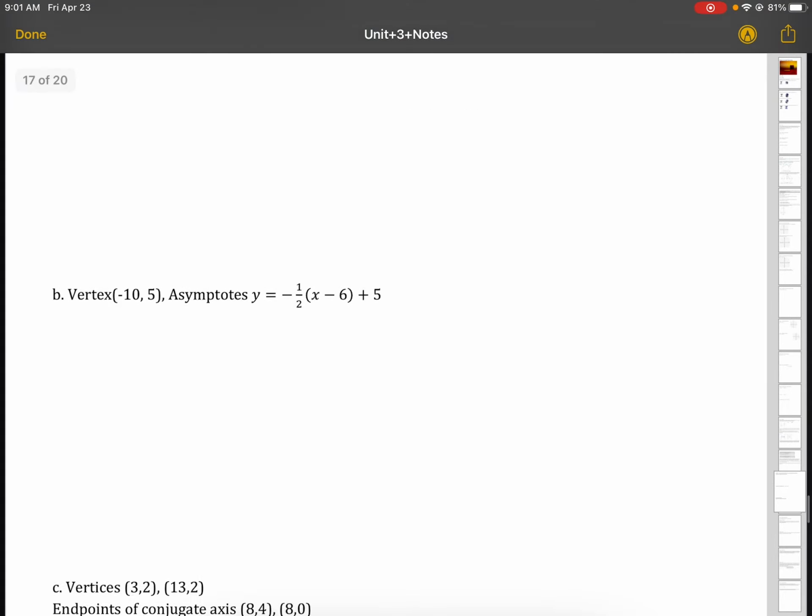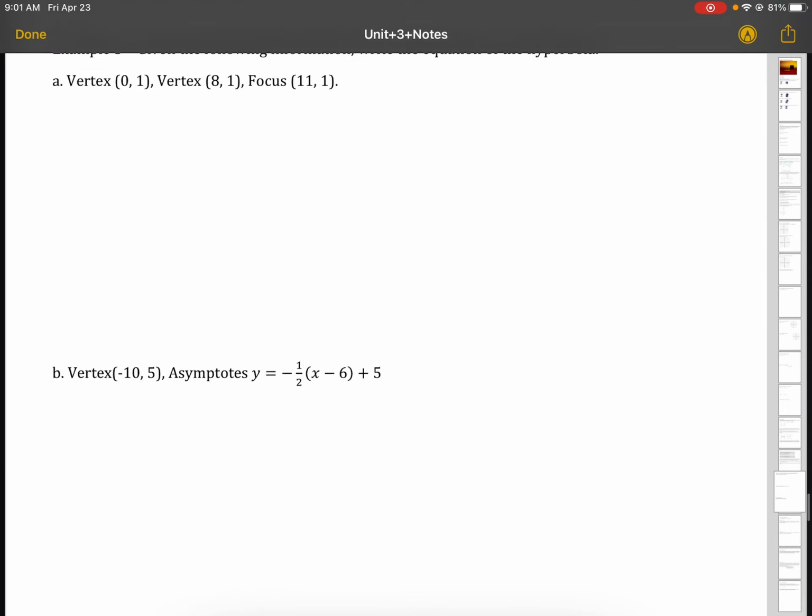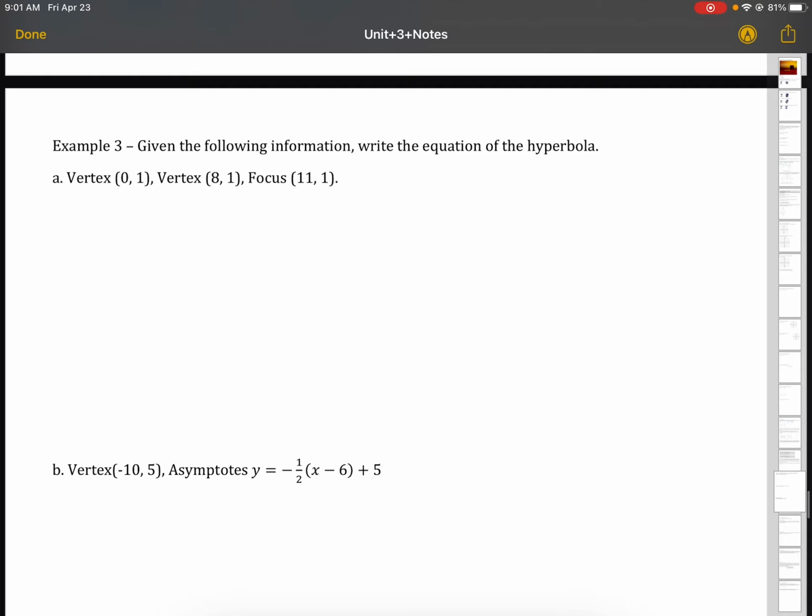So for our last example, we're just doing what we did in the other sections. If you're given different information, you should be able to write the equation. So if we're given the vertex of 0, 1 and 8, 1 and a focus of 11, 1, we need to write the equation. So let's get a rough sketch of how our hyperbola looks.